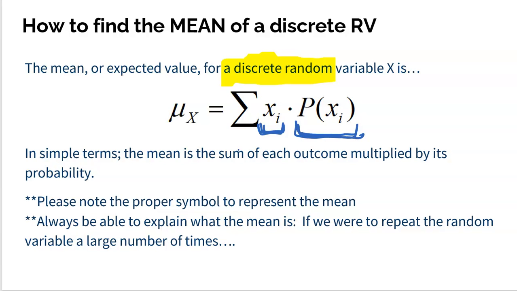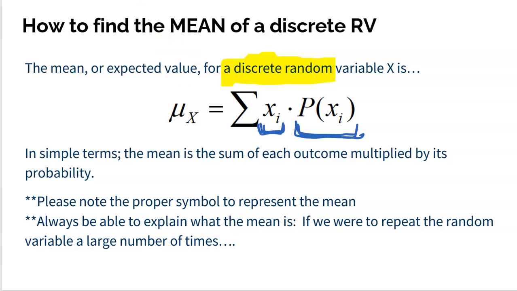Now, make sure you understand proper symbols. First off, we use the symbol mu. That's the mean of a population, and that's what we're doing here. We're looking at many trials, not just 5 or 6. If we stopped at 5 or 6, that would be an X bar, not a mu.